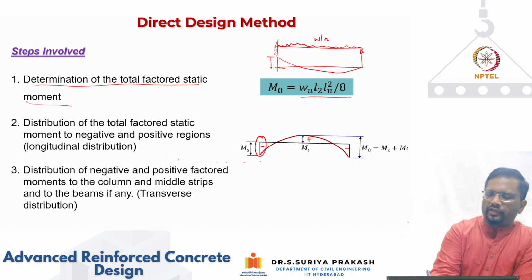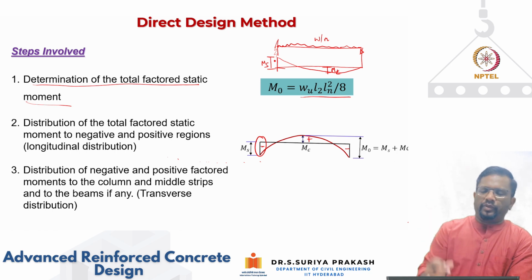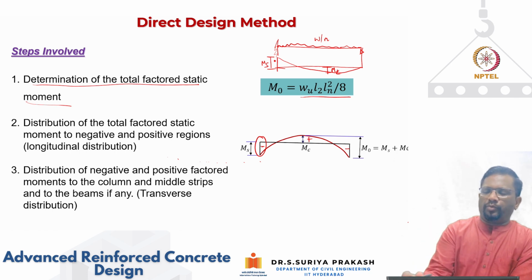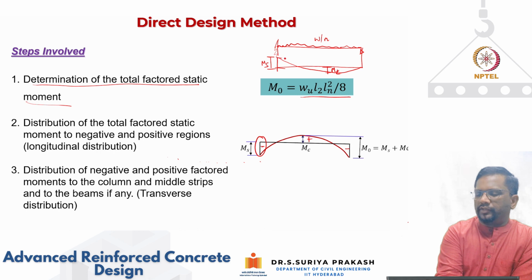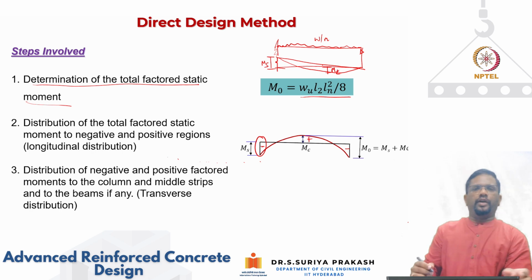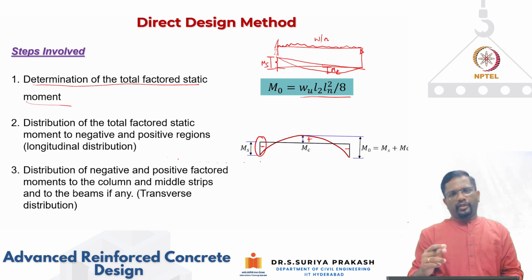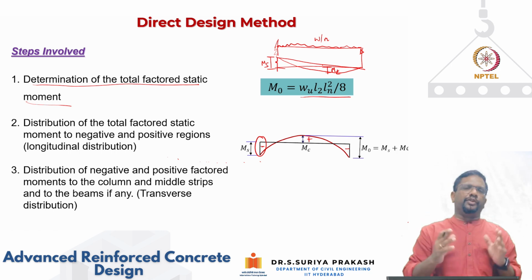So what we are saying is this plus this, whatever may be the boundary condition, when I add the algebraic values of the support moments and the moment at the center, we draw a straight line, and when you add the moments at the center, it should work out to be equal to wL² by 8, which is your total static moment. That is a simply supported moment.